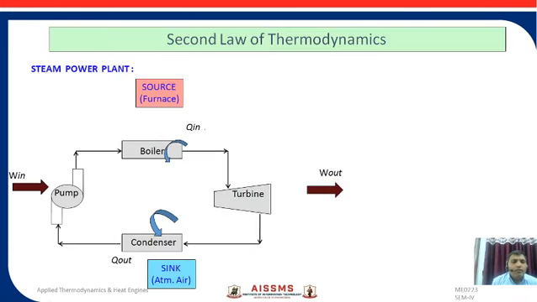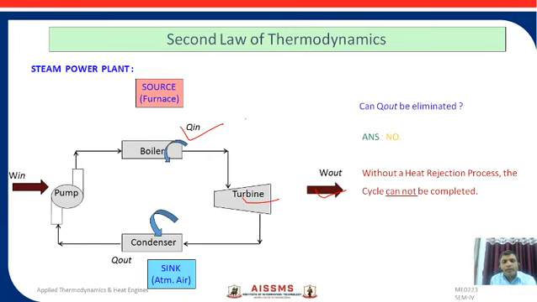Next, if you see the schematic view of the steam power plant, which is producing W amount of work after getting Q in, with the help of a pump we are supplying water to the boiler. Water is converted into steam. That steam is nothing but Q in amount of heat, and in the form of steam it impinges on the turbine blades, and the turbine blades produce W amount of work. After that, the heat Q out is rejected to the condenser, the sink, and again the cycle is completed.